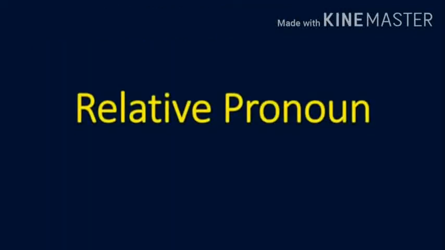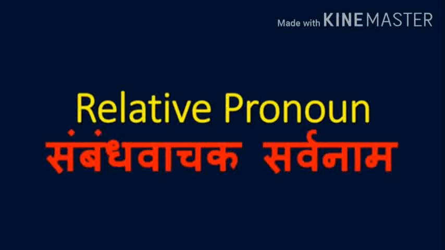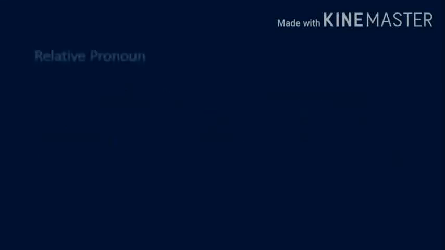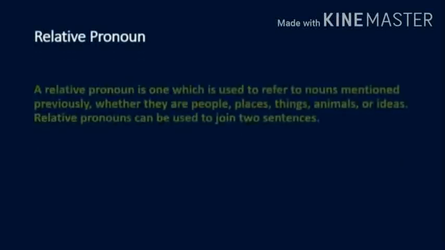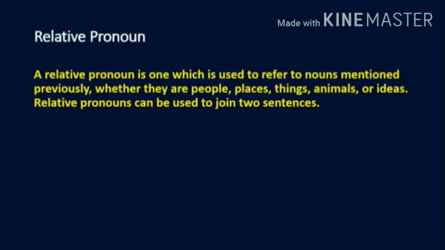Now we shall learn about the relative pronoun. What is a relative pronoun? A relative pronoun is one which is used to refer to nouns mentioned previously, whether they are people, places, things, animals, or ideas. Relative pronouns can be used to join two sentences. They always come after, and become the antecedent of, a noun or a pronoun.